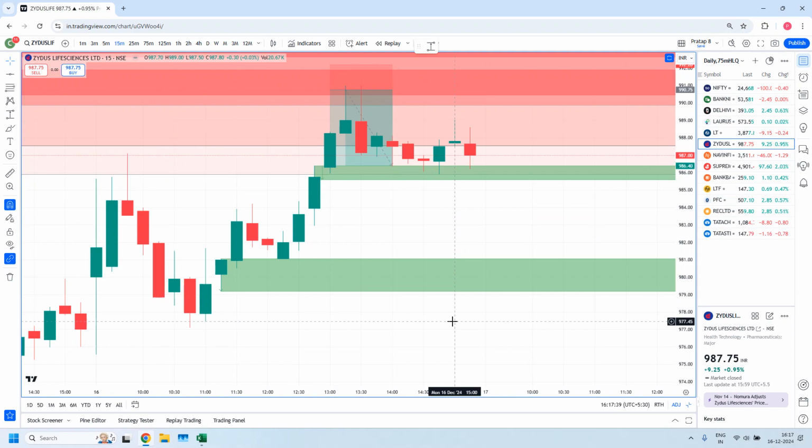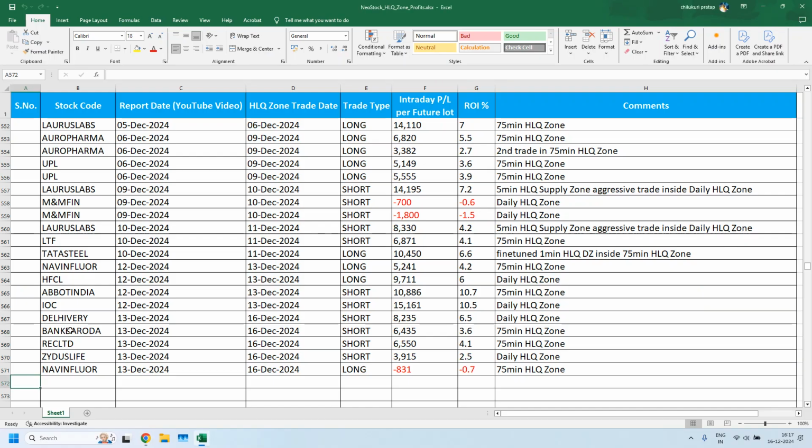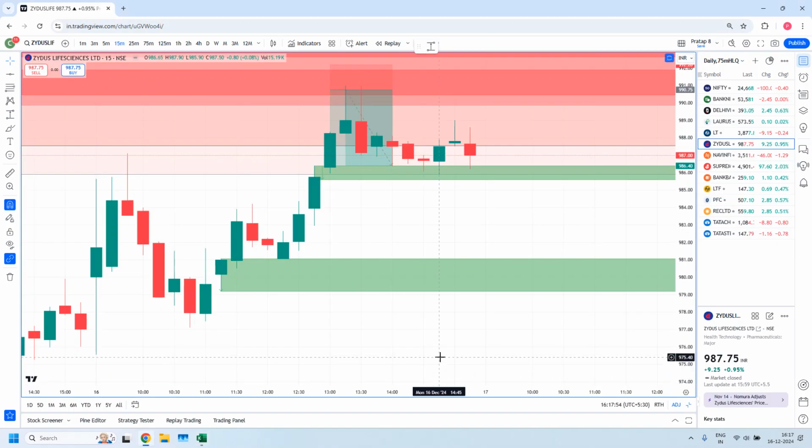So this is about Zydus Life, and also we got one stopped out trade. One more stop out also happened, but we didn't plan any trades because we know the zone will be violated. But Navin Fluorine is a clean trade, but it is stopped out. So we have to accept. Navin Fluorine is a demand zone, 75 minutes demand zone.